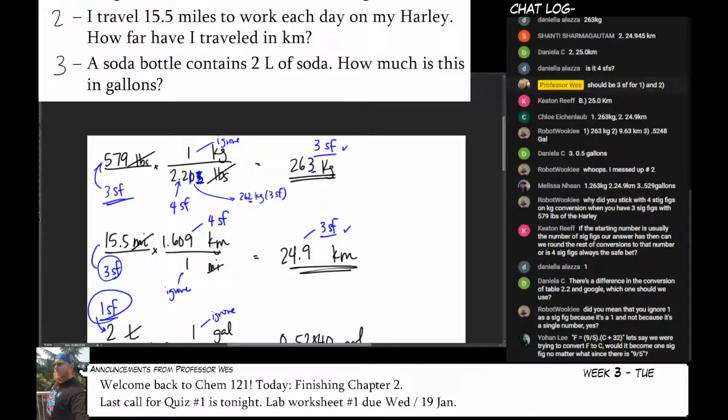Did you mean you ignore the 1 as a sig fig because it's a 1 and not because it's a single number? That is correct, yeah. So if you see a 1 by itself, that is implied to mean exactly 1. If you see any other number by itself, though, treat it as a single sig fig.